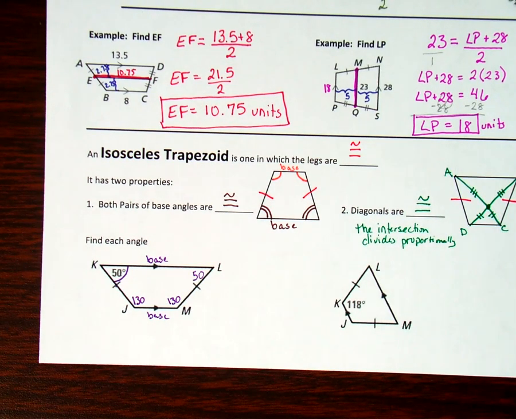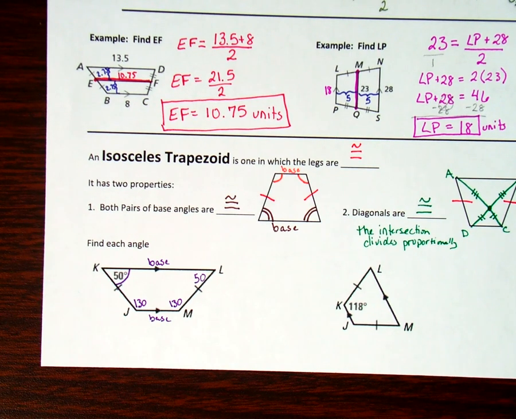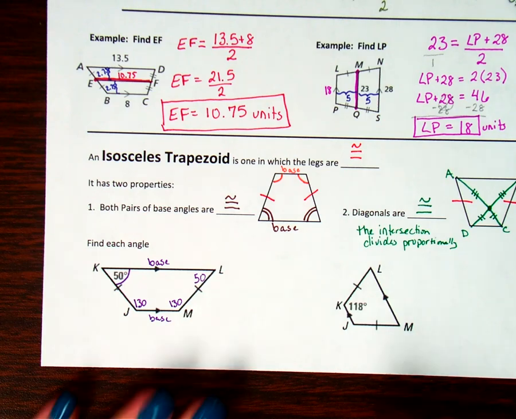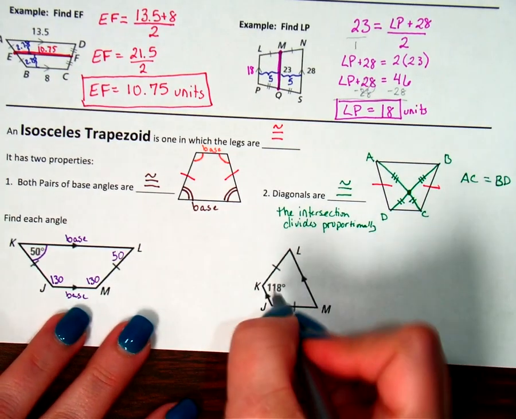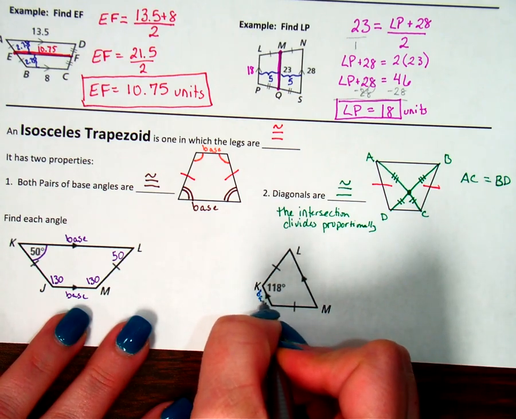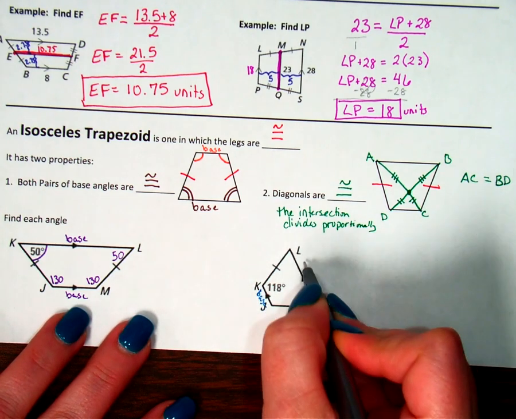Now keep in mind your trapezoids are not always sitting nice and upright and pretty with your bases being on the bottom and on the top. If I look here, this has been kind of rotated. This K to J is a base, and this L to M is a base.